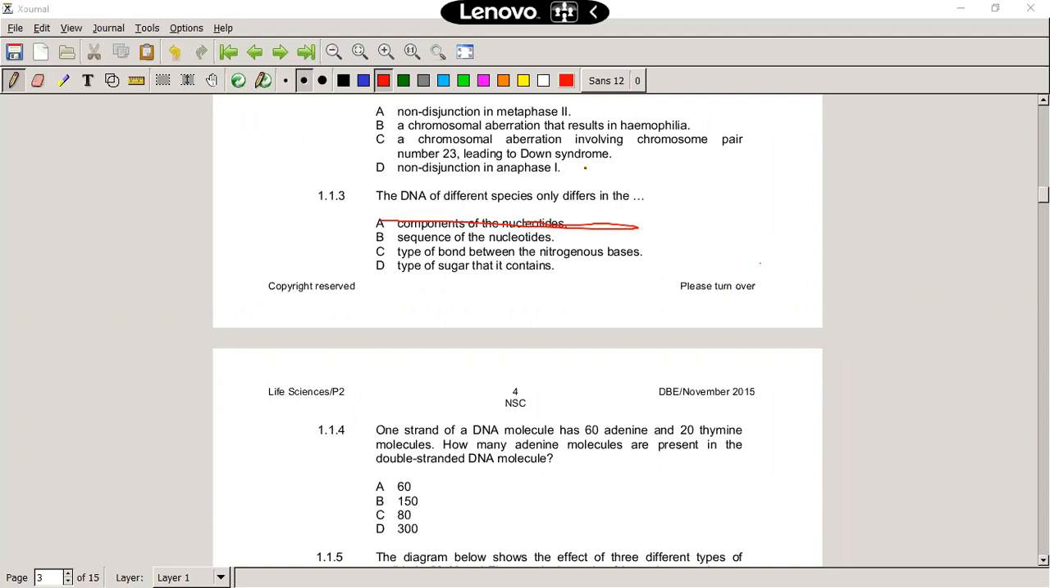1.1.3, the DNA of different species only differ. Now, the components of the nucleotides will always be a nitrogenous base, a sugar, and a phosphate.